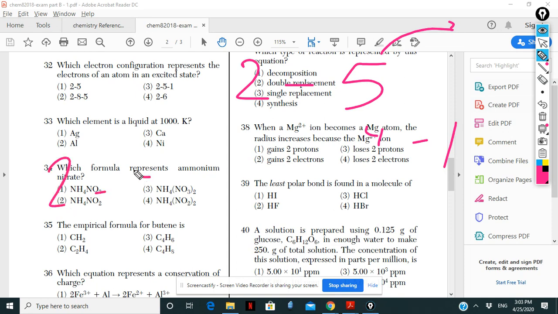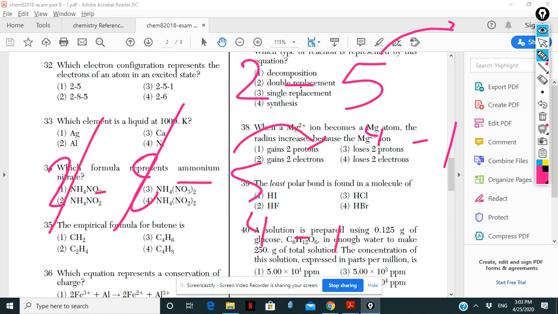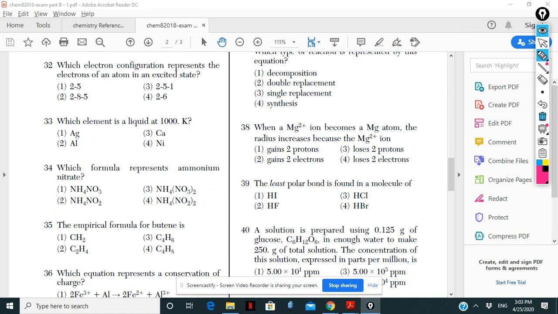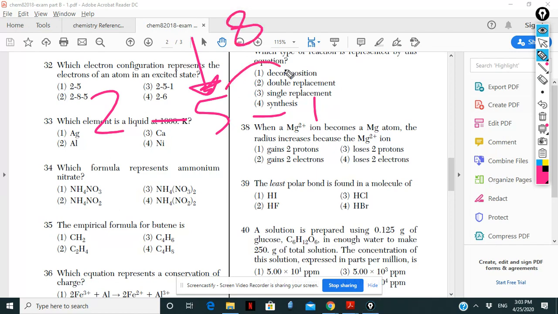Now for 2, 8, 5. The 2 and 8 are false, so if it's excited, it's going to be 4, 1. So it's incorrect too. Looking again at 2, 5, 1, here the second shell doesn't have the 8 electrons. So what does it mean? I have an excitation for the second shell. That's why one of the electrons jumped to the next level. So the answer is going to be number 3.